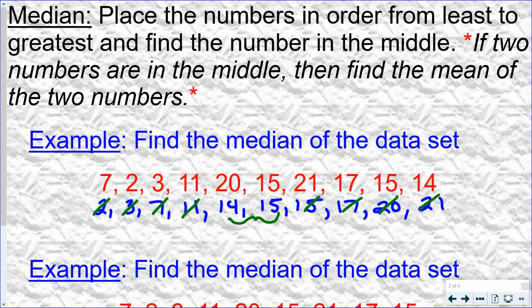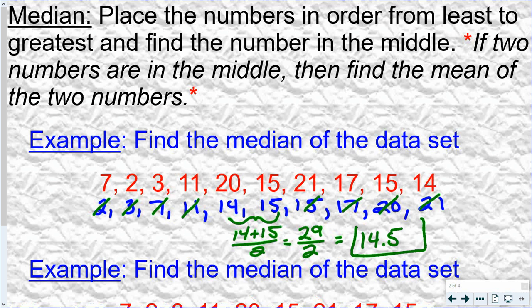But if it's not easy to see that, then what you do is you add those two numbers together, 14 plus 15, and divide by 2. Remember, to find the median, you add the numbers and divide by how many numbers there are. So if I'm just adding 14 and 15, I just divide by 2. So when I do that, I get 29 divided by 2, which is 14.5.